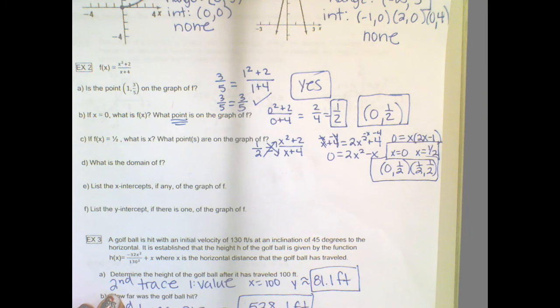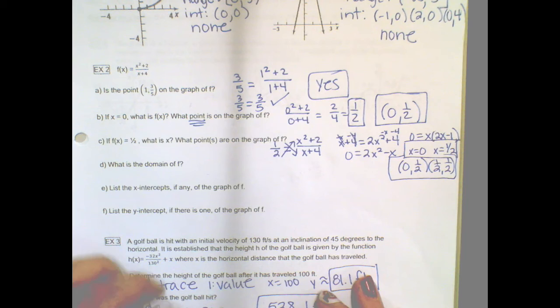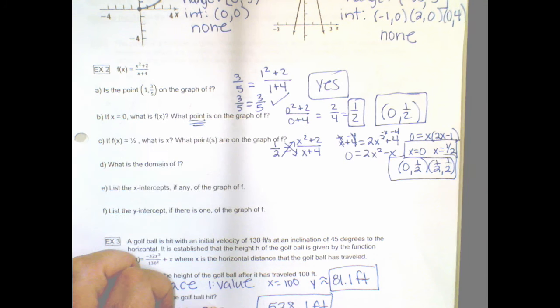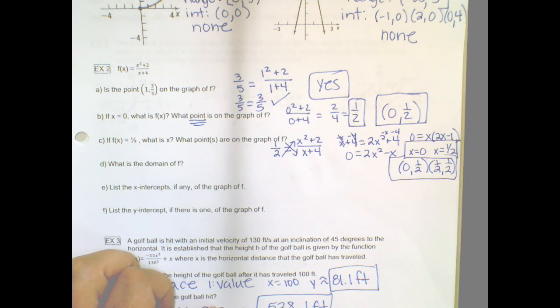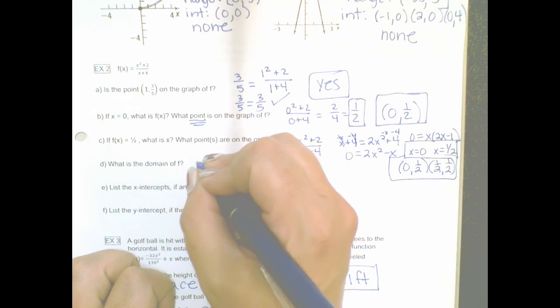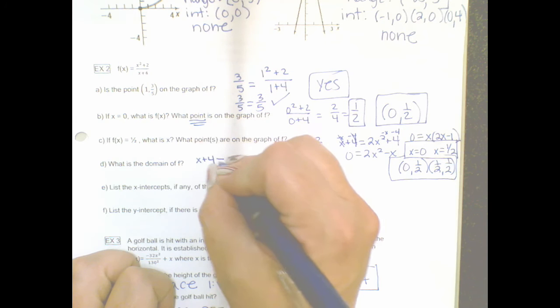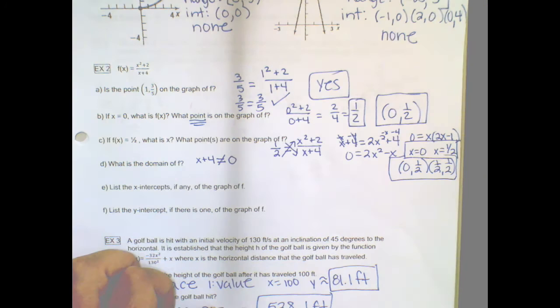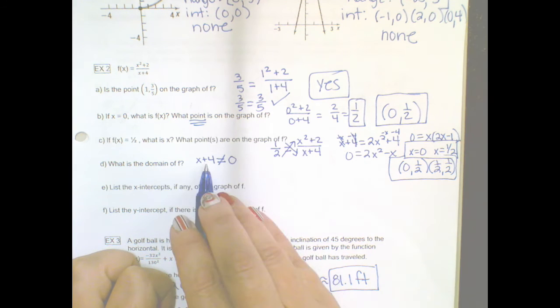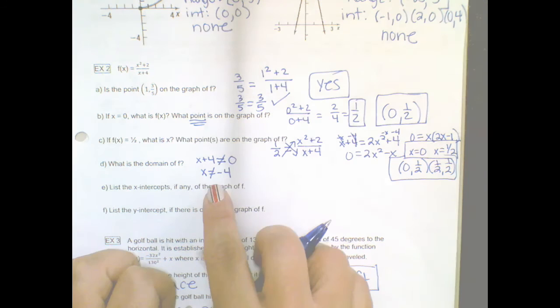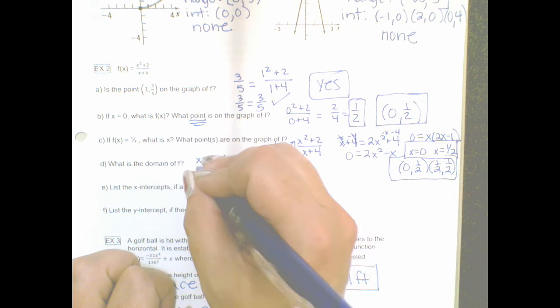All right, next, what is the domain? So this is a review from section 3.1. So I look at this, and again, I'm always going to teach this algebraically because it's always going to work. There are no square roots there to consider, but I do have variables in the denominator. So I know that that denominator, which in this case is x plus 4, is not allowed to equal 0. So the value that would make this 0 is -4. So x can't be -4 is one of the ways to write the domain.